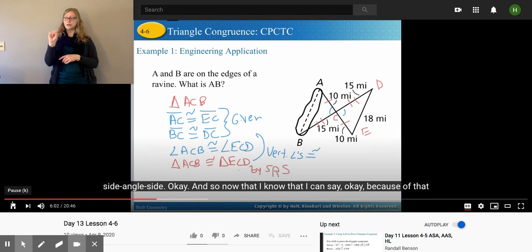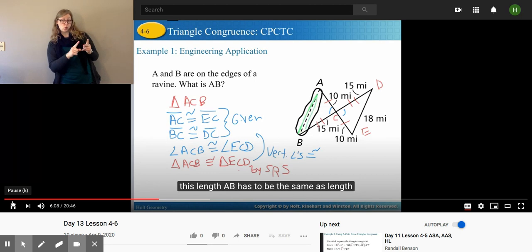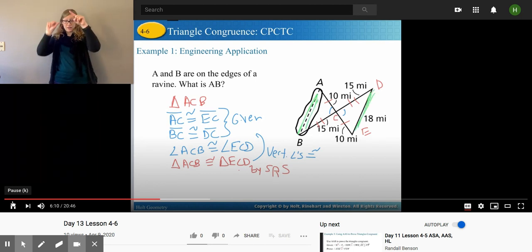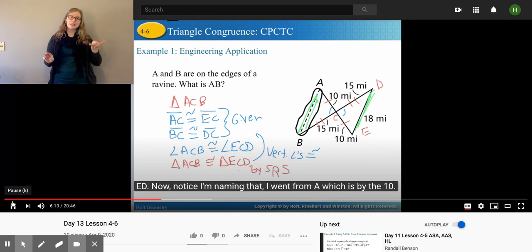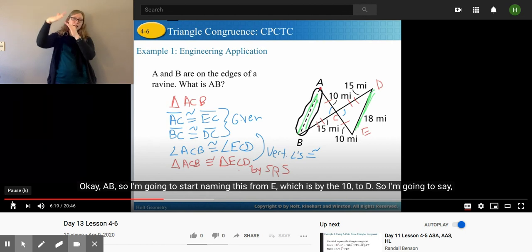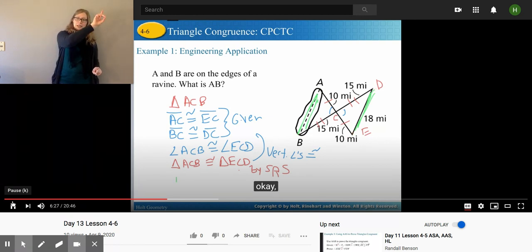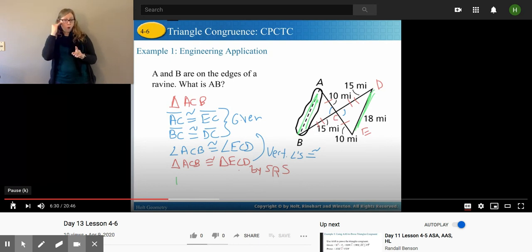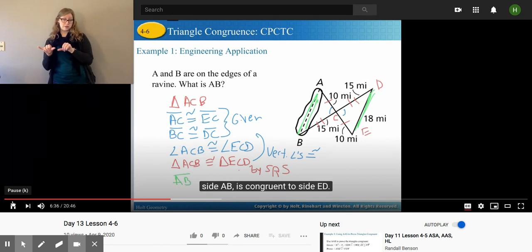And so now that I know that, I can say, okay, because of that, this length AB has to be the same as length ED. Now notice how I'm naming that. I went from A, which is by the corresponding side, AB, so I'm going to start naming this from E to D. So I'm going to say, okay, then I know that side AB is congruent to side ED.